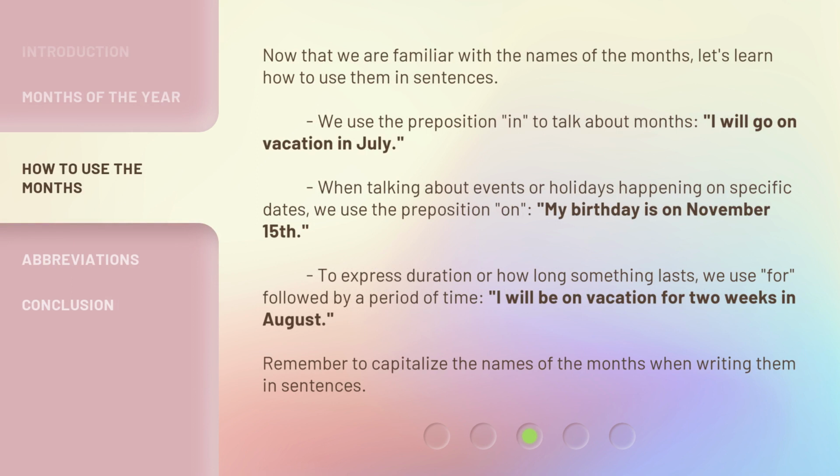Now that we are familiar with the names of the months, let's learn how to use them in sentences. We use the preposition in to talk about months. I will go on vacation in July.